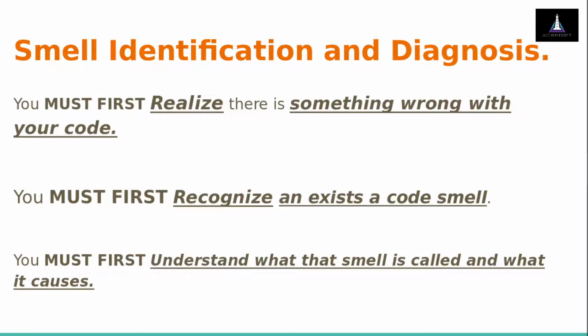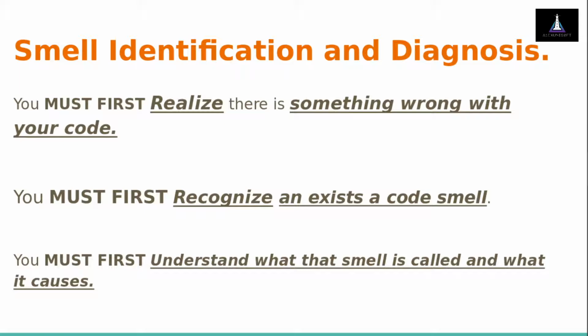Well, for the smell identification and diagnosis, it makes sense. You must first realize that there is something wrong with your code, and you need to identify exactly what it is. You need to first recognize the existing code smell in order to understand how to treat that code smell. You need to know exactly what it's called, what it causes, and how it came to be, in order for you to know exactly what you need to do to get rid of it.